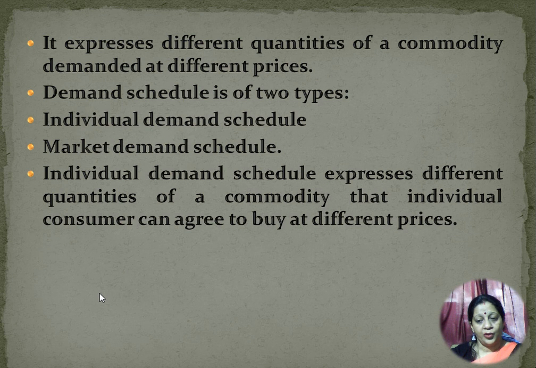So what you will depict, or represent in the form of a graph, for that you have to make available the schedule, which is known as the demand schedule. Now the demand schedule can be divided into two categories, that is, individual demand schedule and market demand schedule. The individual demand schedule expresses different quantities of a commodity that an individual consumer can agree to buy at different prices.